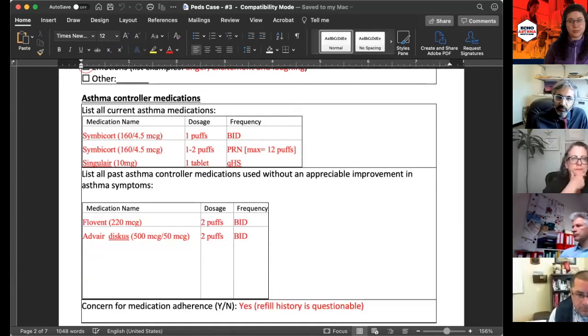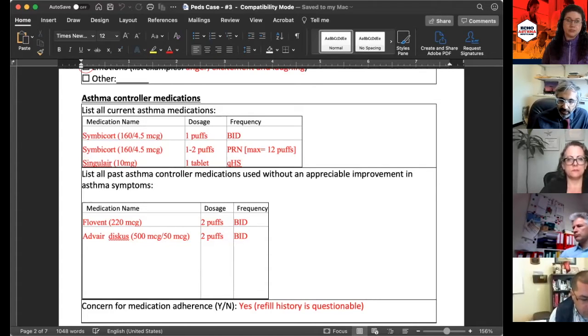In terms of her controller regimen, she was using a SMART form of therapy, which included 1 puff twice a day of Symbicort, and then an additional 1 to 2 puffs as needed. So she was getting up to a maximum of 12 puffs per day, and the family was reporting many days of reaching that maximum limit. She's also on Singulair once every night. In the past, she had been on high-dose Flovent, as well as high-dose Advair Diskus.